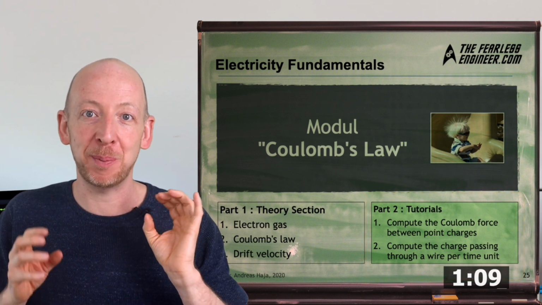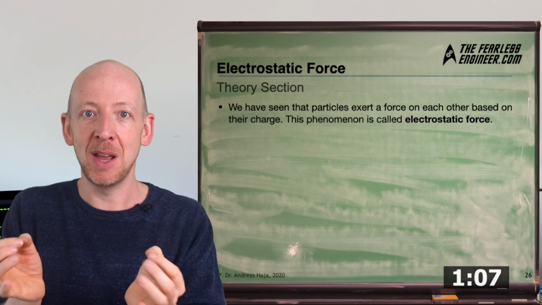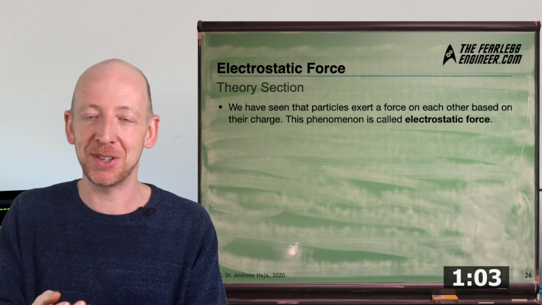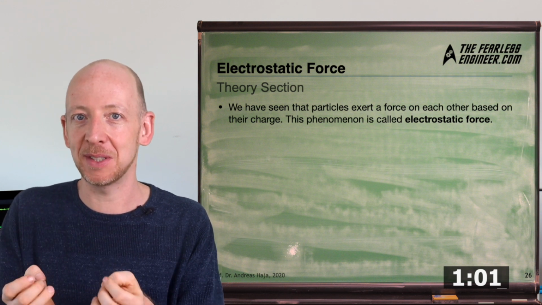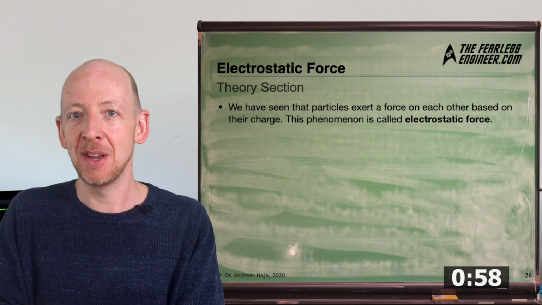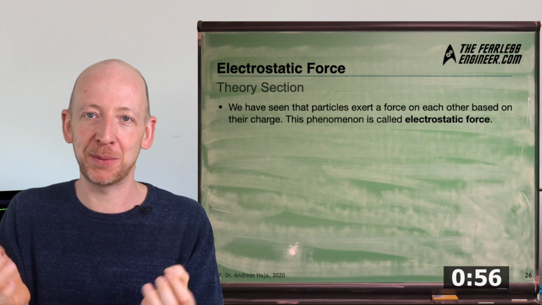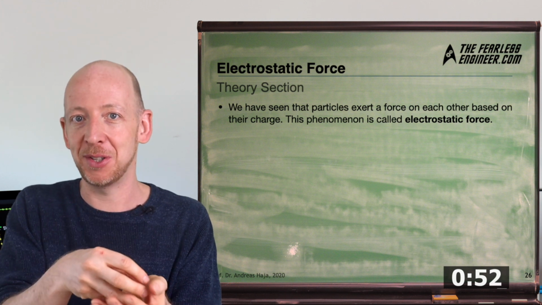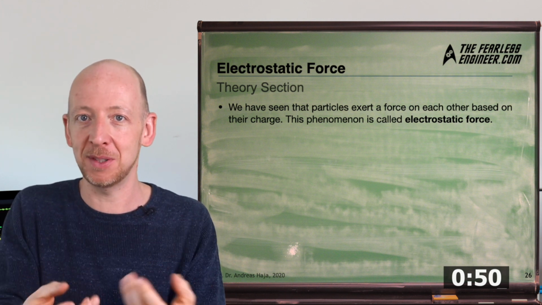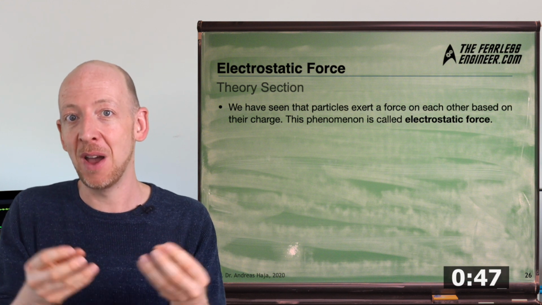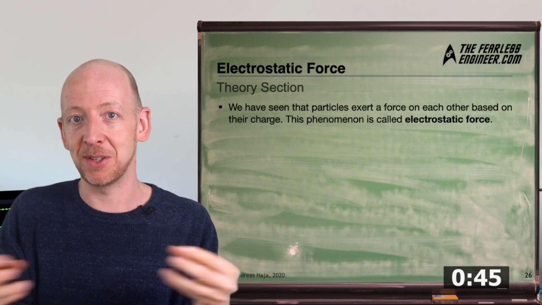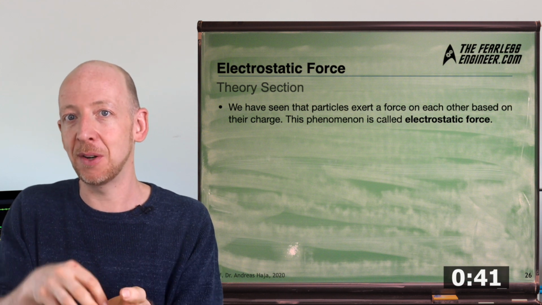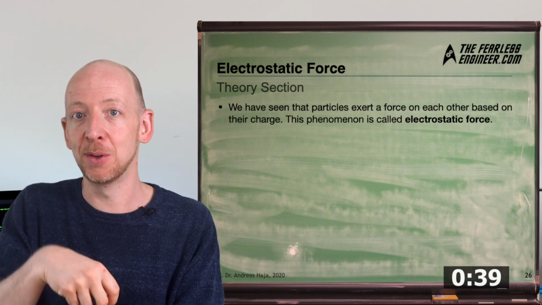We have already seen that particles exert a force on each other based on the amount of charge which they bear. For example, we have discussed electrons and protons. We also have discussed the concept of the elementary charge, and you can of course compute the amount of force between two elementary charges, but you can also group several elementary charges together, let's say 20 or 20,000 or 20 trillion, and then observe how strong the force is which they exert on each other. And this phenomenon of charges exerting force on each other is called electrostatic force, or also Coulomb force.